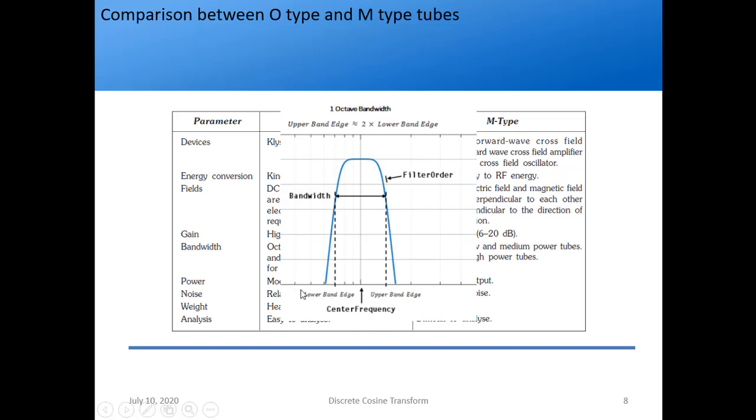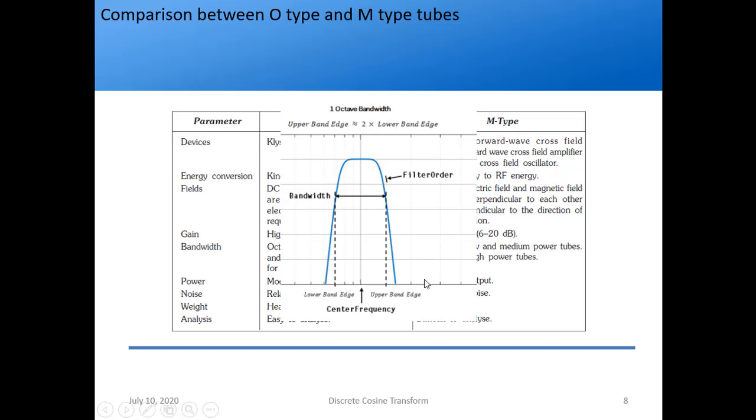Upper cutoff frequency, lower cutoff frequency, or upper band edge and lower band edge, and you have a center frequency along the peak. So this is the center frequency, this is the upper band edge, this is the lower band edge, right? If the upper band edge is twice the lower band edge, then it is called octave bandwidth. That is, upper band edge is equal to 2 times the lower band edge.